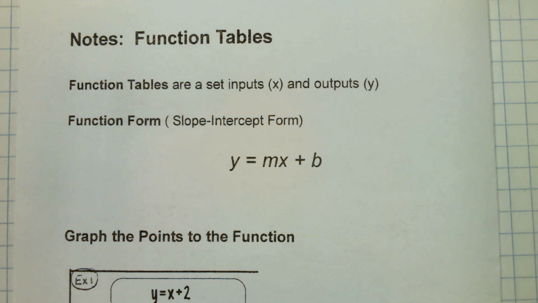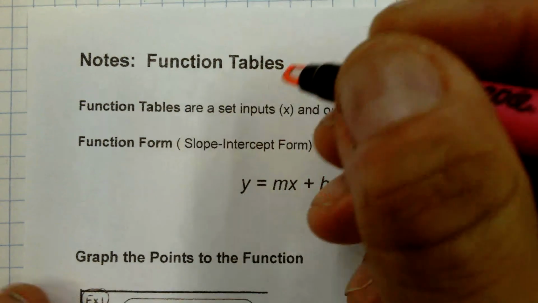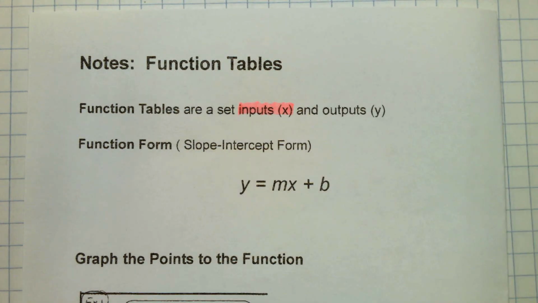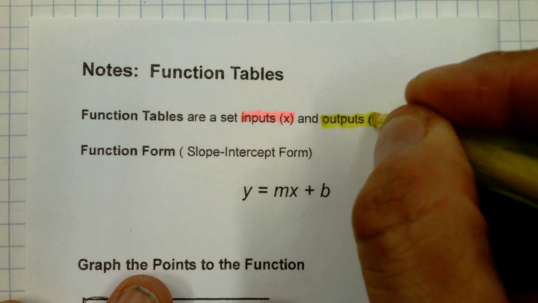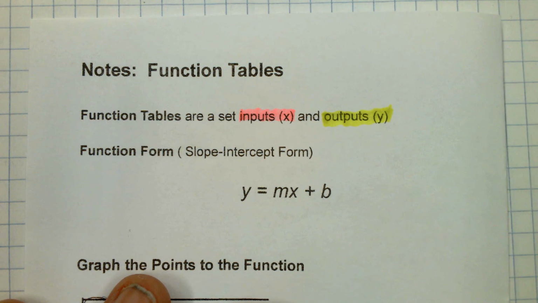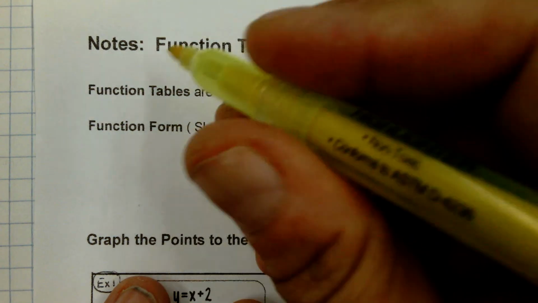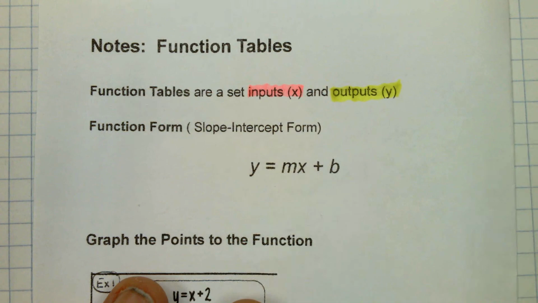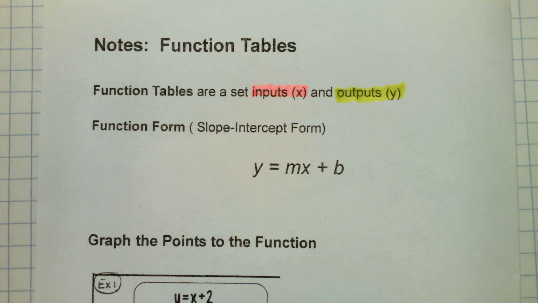Now, we're going to be working with what are called function tables, everyone. So here's the thing about function tables. Function tables have two parts. The input, which we typically use x for, but not necessarily. We could use other letters, other variables. We have inputs and we have outputs. And the equation we're going to be using is called a function form equation. Later on, we're going to be referring to it as slope-intercept form. So that's going to become something that we're going to be using a lot.